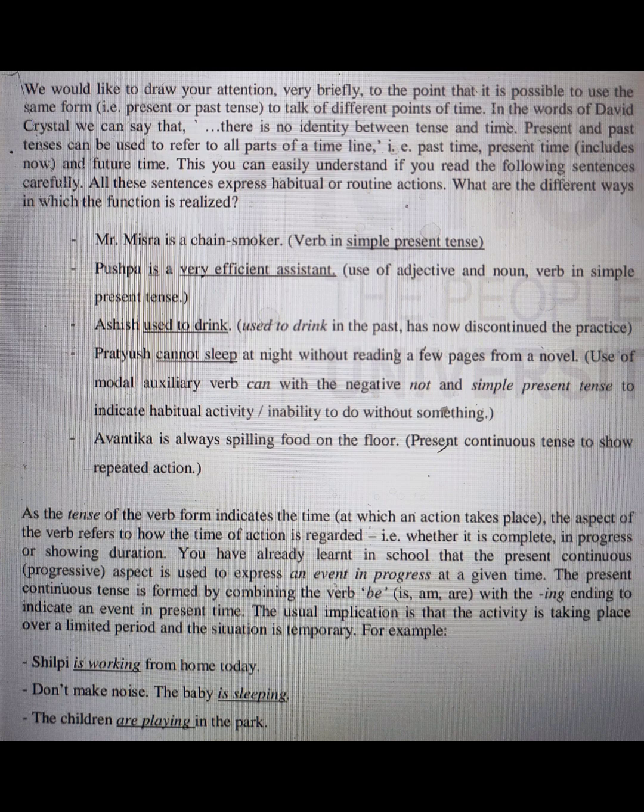For example, Shilpi is working from home today. Don't make noise. The baby is sleeping. The children are playing in the park.